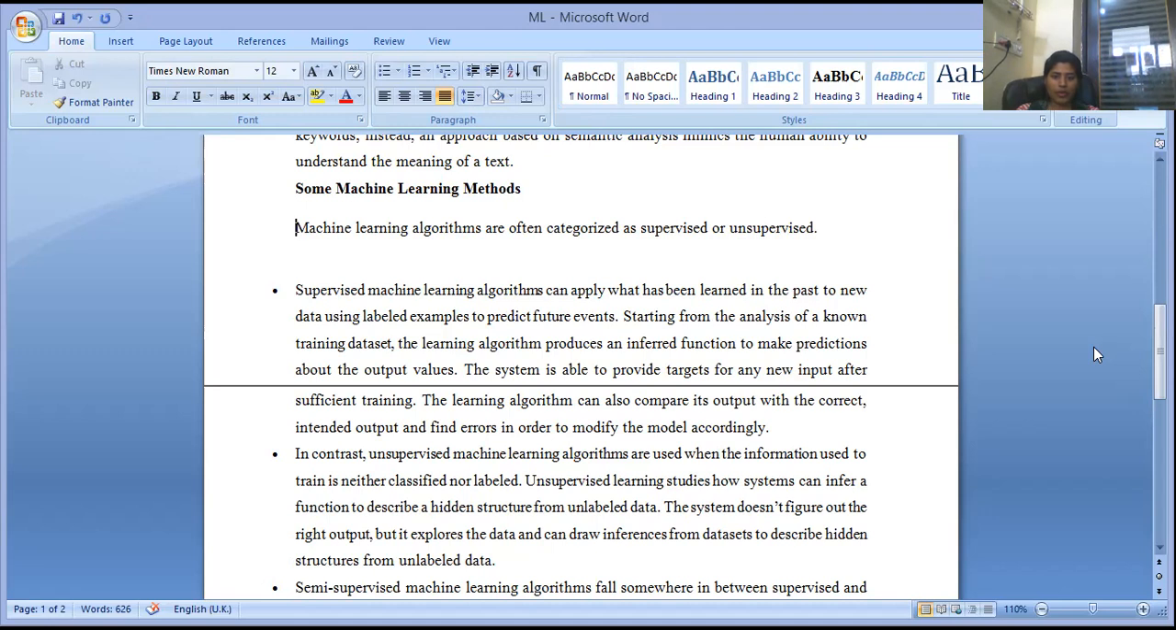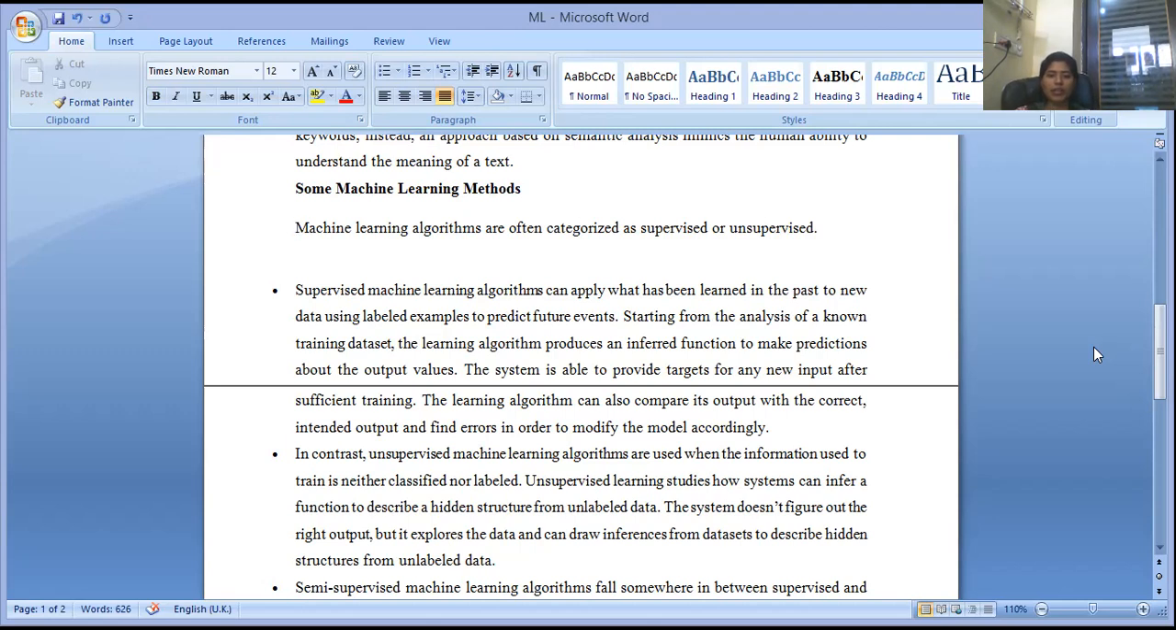Now, starting from the analysis of a known training data set, you can hear the terminology like the training data set. What does this mean? What is a training data set? A training data set is the set of data on which you are operating and taking the result, to check whether it is performing properly or not. Clear? So that is known as the training data, over which you are performing some operations.